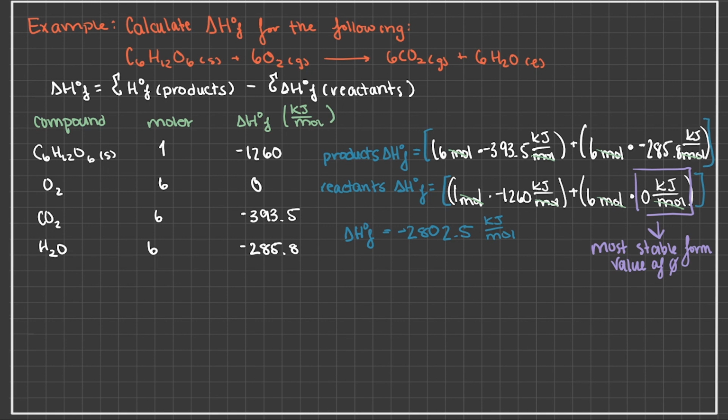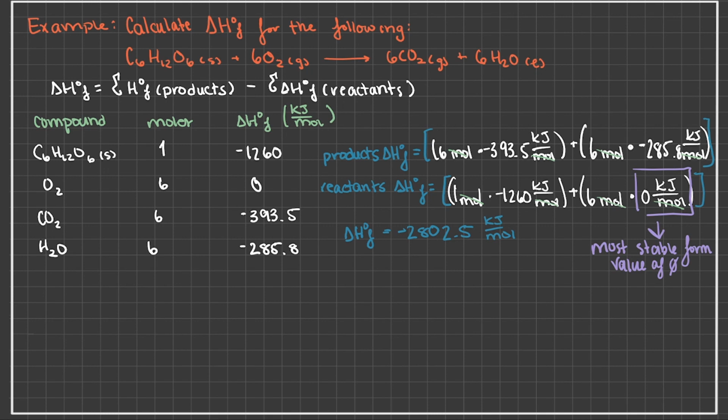For our reactants, we're going to see that we have 1 mole times negative 1,260 kilojoules over moles, and we're going to see that moles again cancels out and we're only left with the value of kilojoules that we need. For oxygen, we have 6 moles times 0, and again, to reiterate, it is 0 because it's the most stable form of oxygen, which means this entire part of our formula cancels out, which means our enthalpy of formation for reactants is just 1 mole times negative 1,260 because the other does not have a value greater than or less than 0.